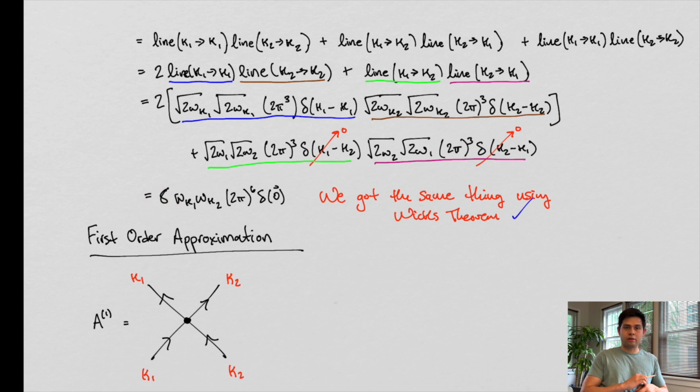All right, so that's something that we've calculated before when we were going through Wick's theorem, right? Wick's theorem was the long way of doing this. Feynman diagrams are the short way of doing this. And then we have square root of omega K1 times square root of omega K1, that's just omega K1. And then same thing here, we have our omega K2s. And then 2 pi to the third, right? Let's see, 2 pi to the third.